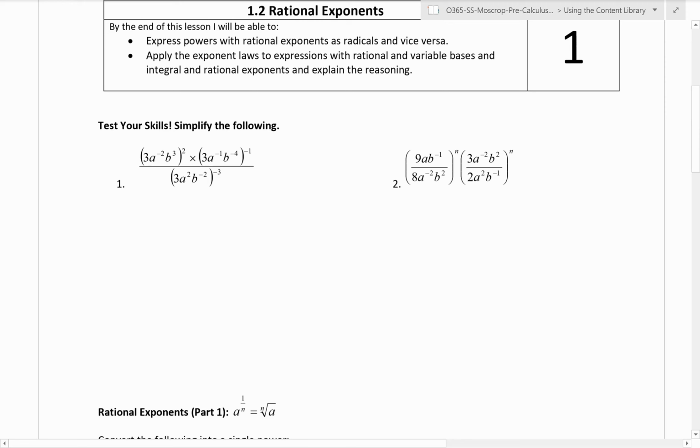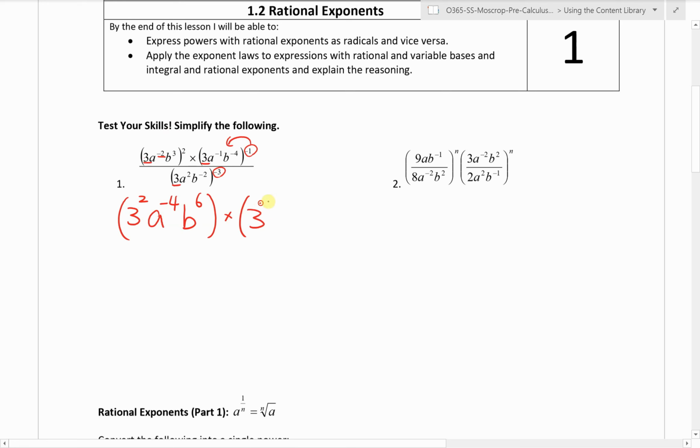Okay, so the first example, what I'm going to do first is distribute these exponents into the brackets. So we have 3 squared, which is 9, and then we have a to the power of negative 4, right? That's again exponents back to back, so we multiply exponents together. B to the power of 6. Actually, since these coefficients are all 3's, I'm not going to expand.